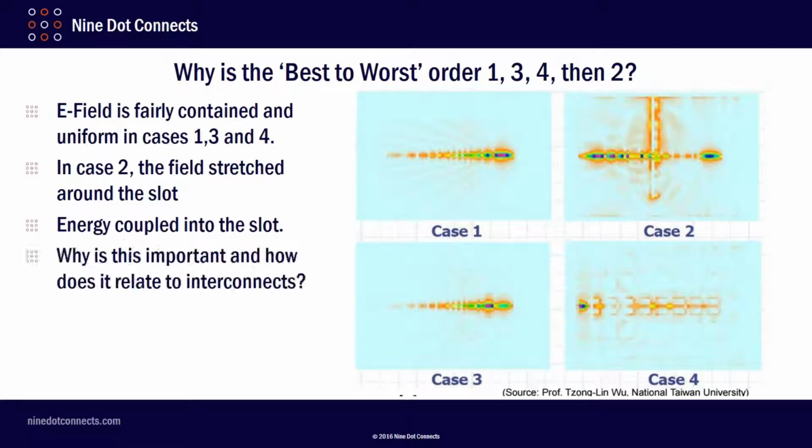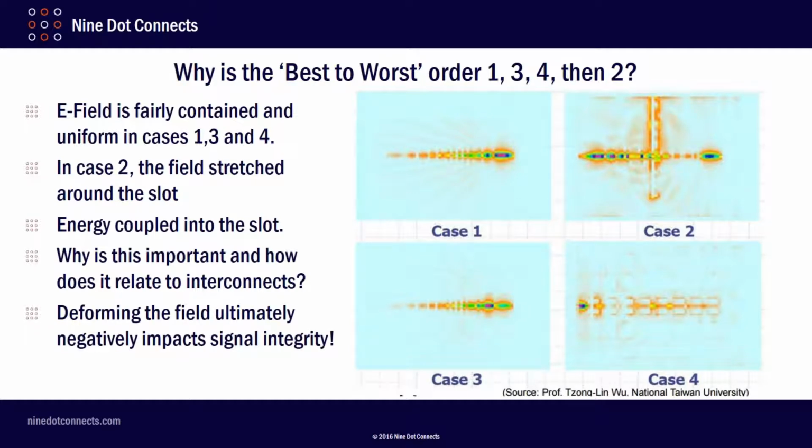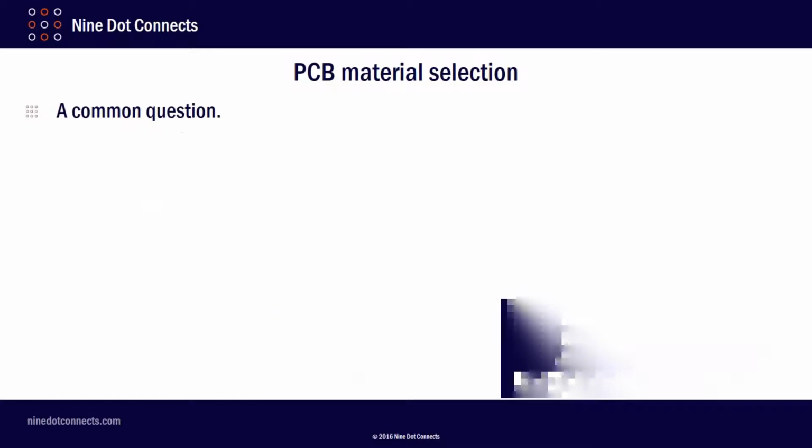The energy got coupled into the slot. So why is this important, and how does it relate to interconnects? Ultimately, deforming the field is going to negatively impact your signal integrity. Now, next part of the webinar, PCB material selection.